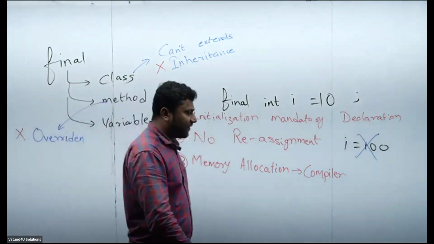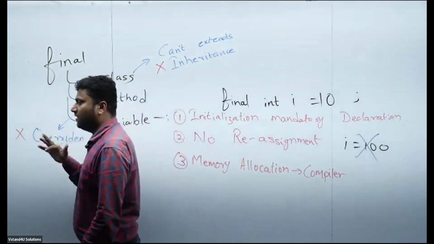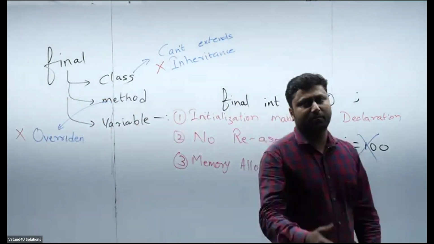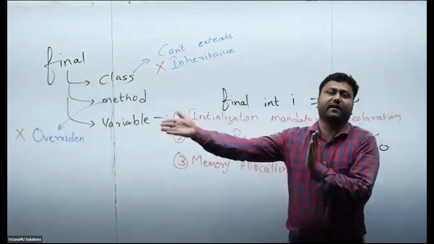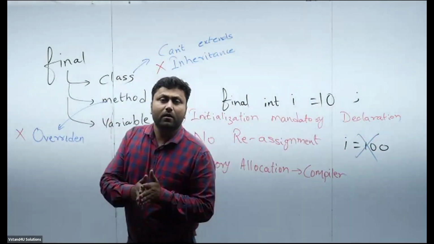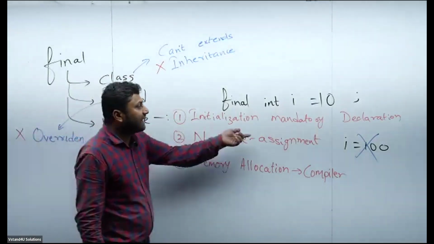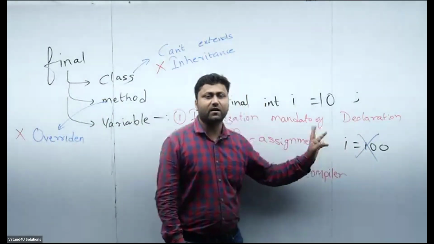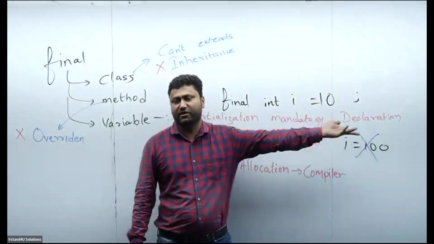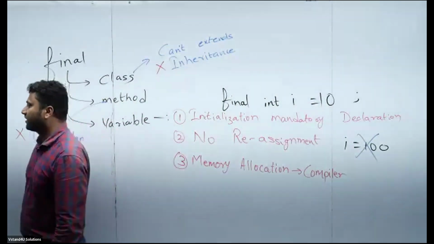So the point is, final is a keyword applicable on class, method, and variable. If a class is marked as final, it cannot be inherited further. If a method is marked as final, you cannot override it. If a variable is marked as final, you cannot reassign its value once created, and initialization during declaration is mandatory. The compiler will do the memory allocation.